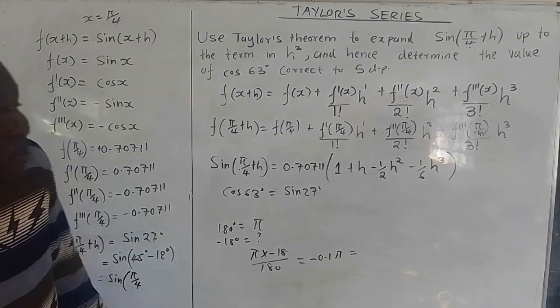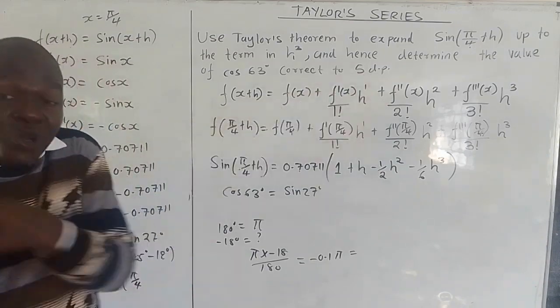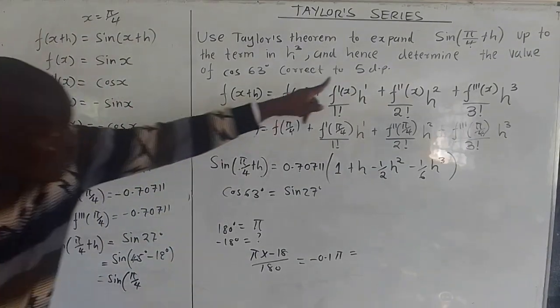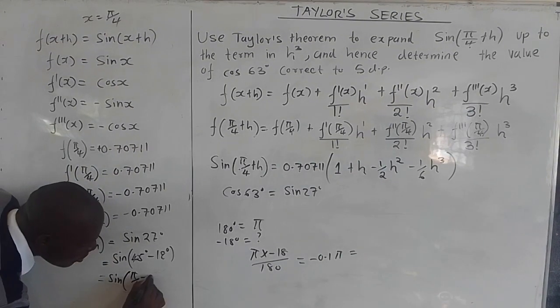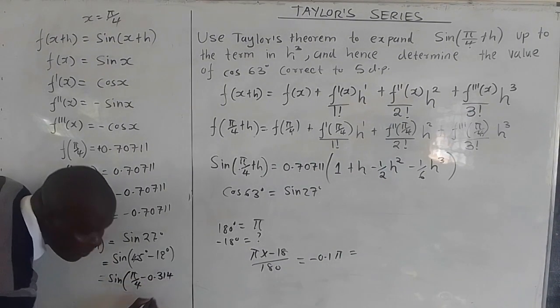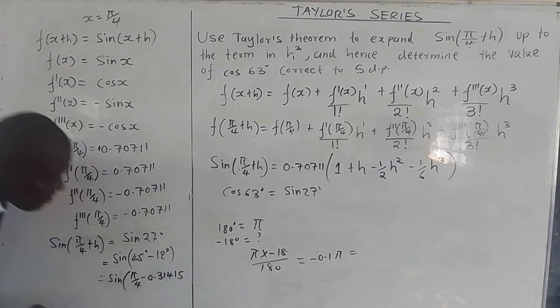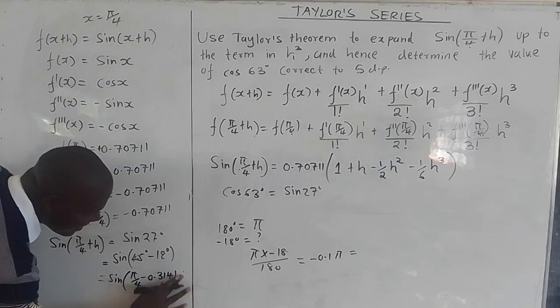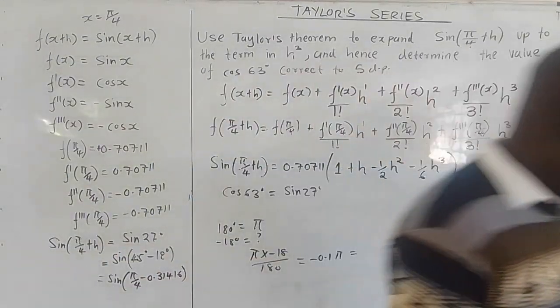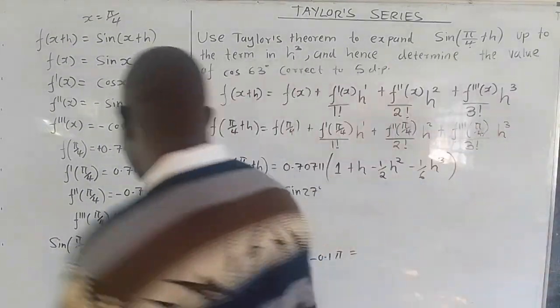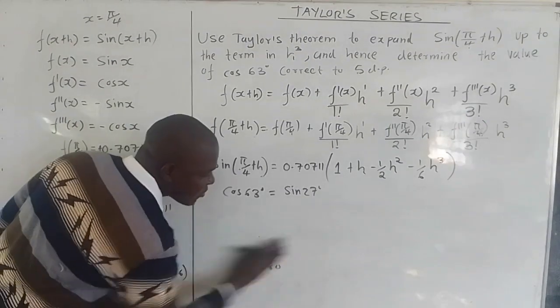0.3, 5 decimal places. Remember, everything is always 5 decimal places according to this. So it is negative 0.15. Are you seeing that? Have you seen what we've done? We've transformed it. Now look here. We've done the transformation.